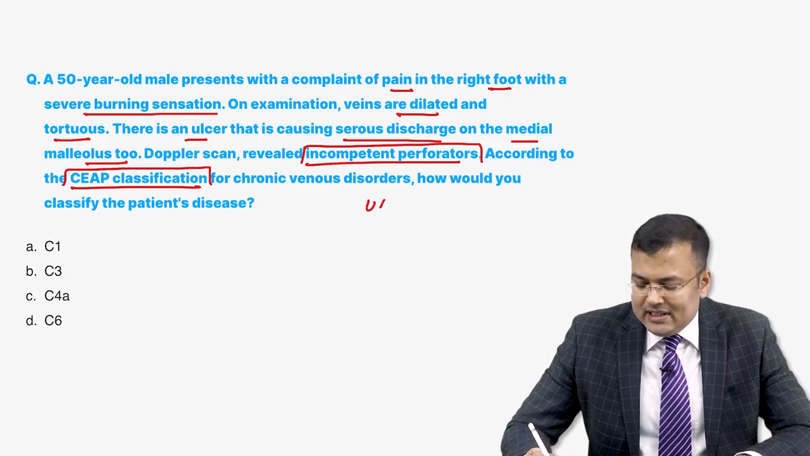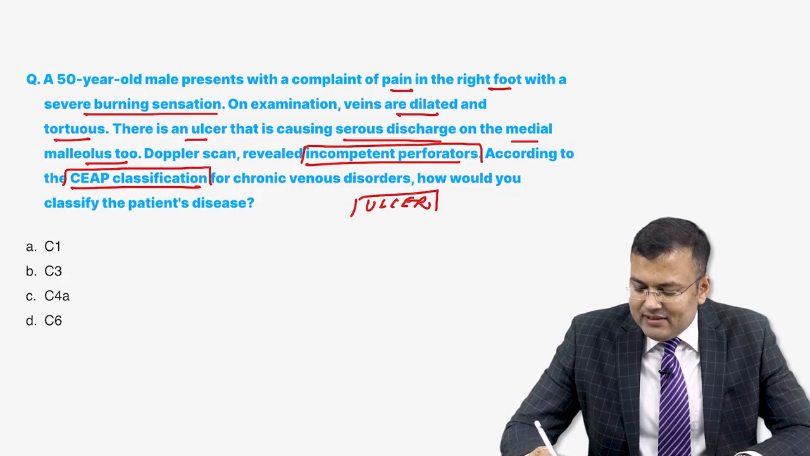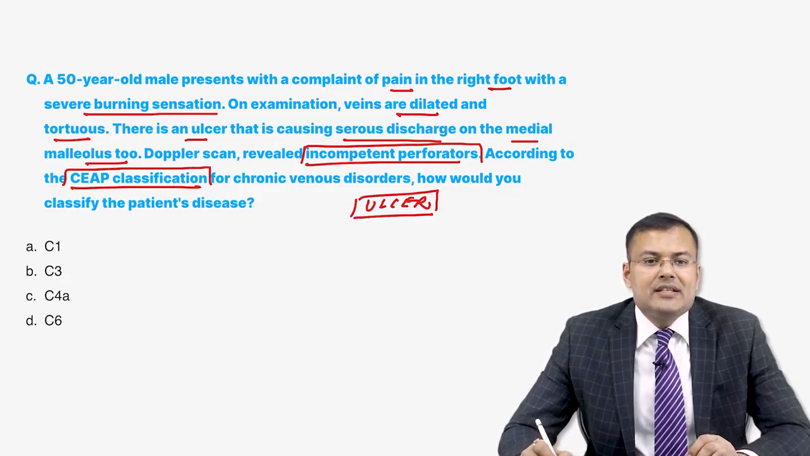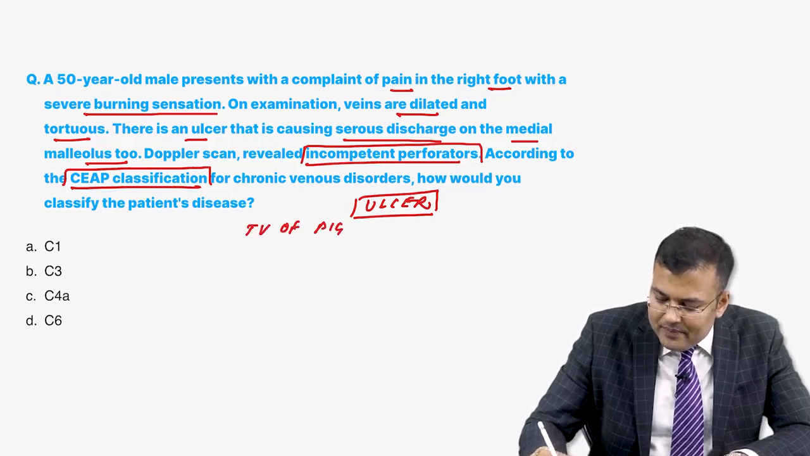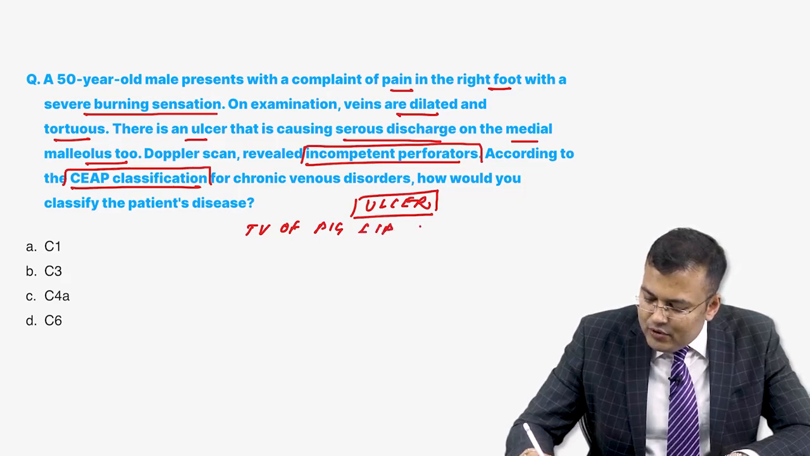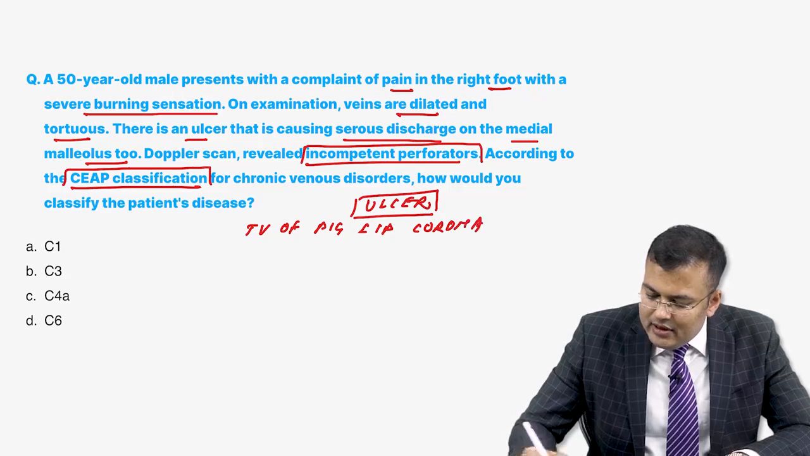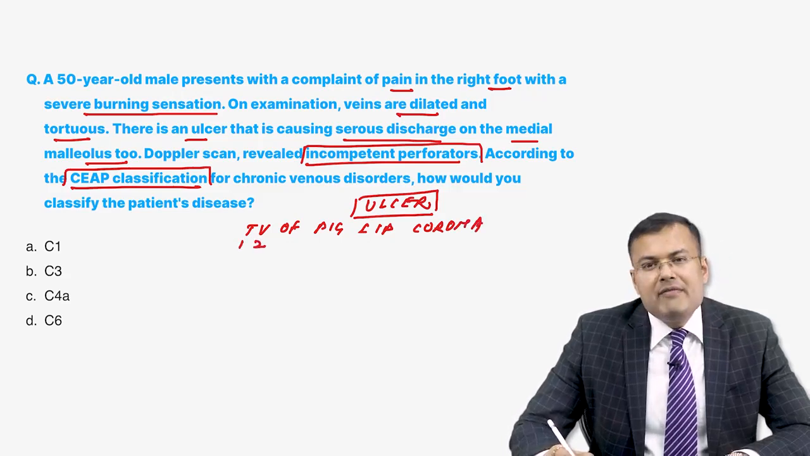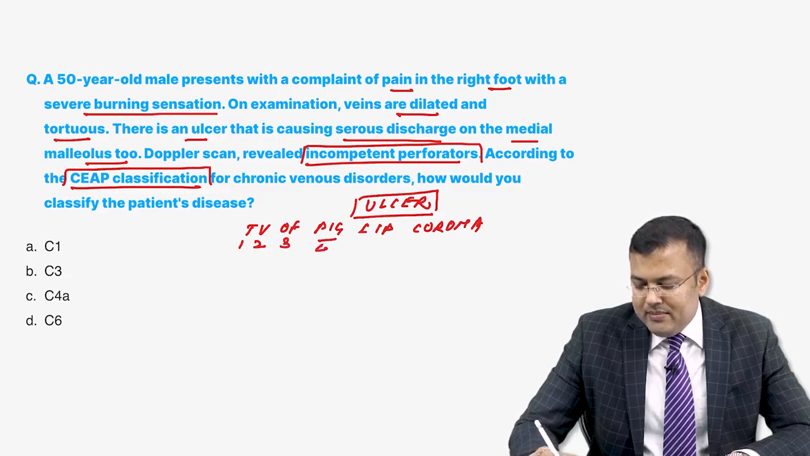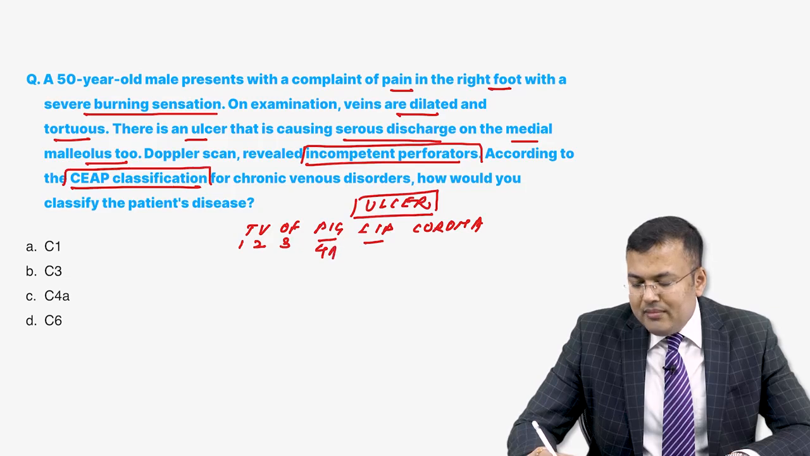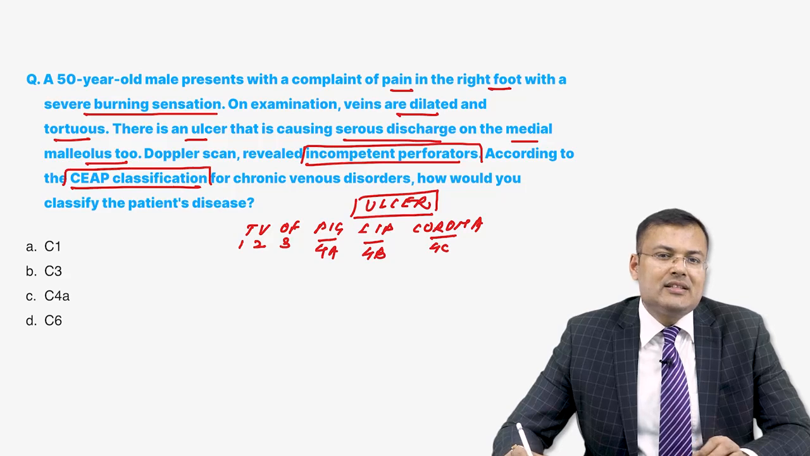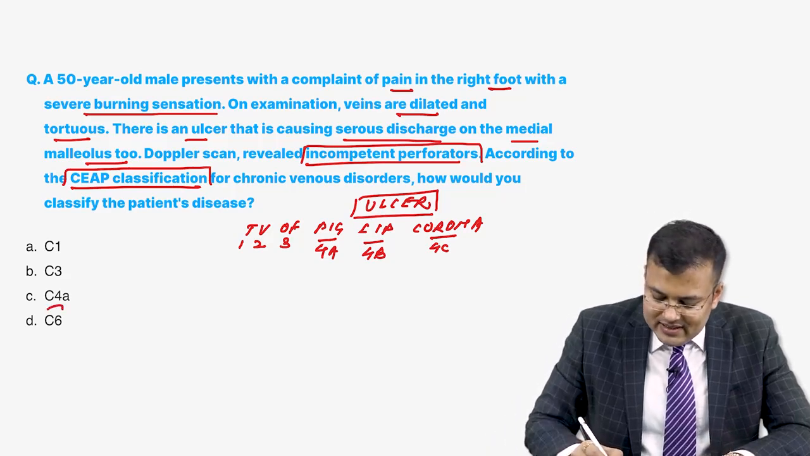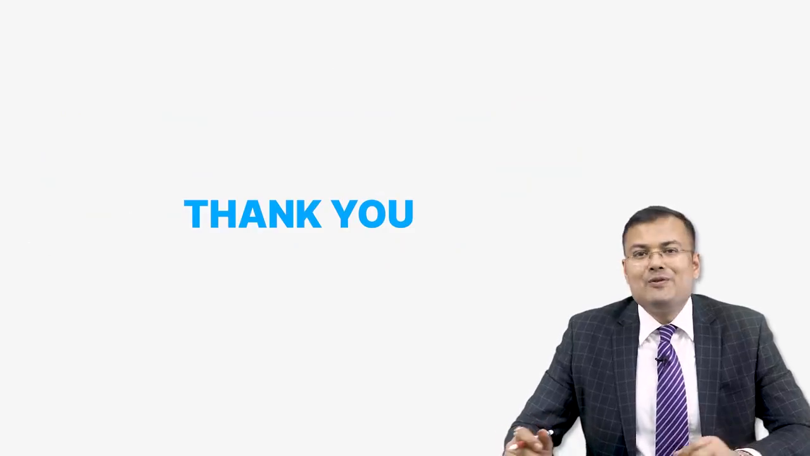Patient is having ulcer, which is active. And guys, you know that if active ulcer is there, it is C6. Healed ulcer, C5. What is the mnemonic? TV of pig lip corona. Clear? So T, this was C1, telangiectasia, V, varicose vein, C3, edema, pig, pigmentation, C4A, lip, lipodermatosclerosis, C4B, corona phlebectatica, C4C, C5 was healed ulcer, C6, that was active ulcer. So correct answer is C6. So this is all about venous disorders.